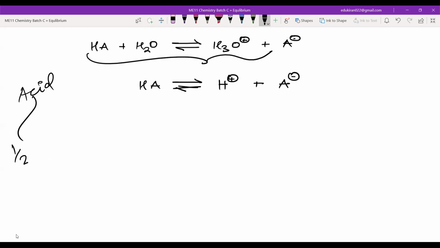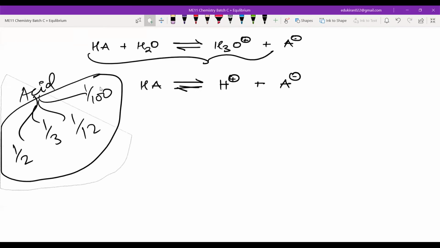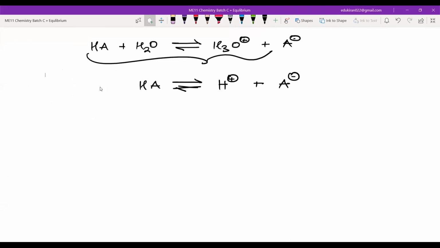then either half of the acid will be getting dissociated, or 1/3 will be getting dissociated, or 1/12, or 1/100. Whatever it is getting dissociated, I can write in terms of fraction of the initial concentration. Yes or no? Some fraction of the initial concentration will be dissociated, right? Yes. Because it is not dependent on any other reactant.